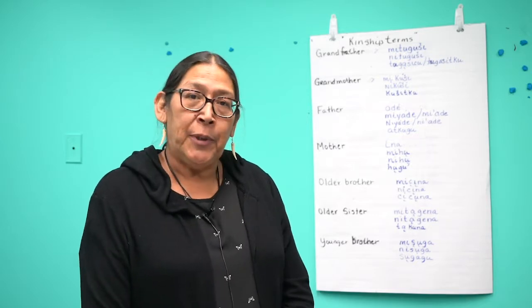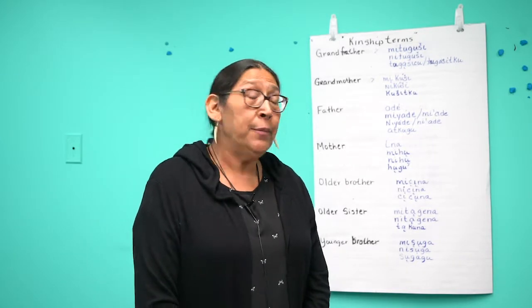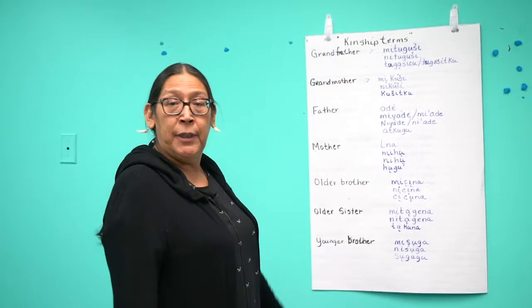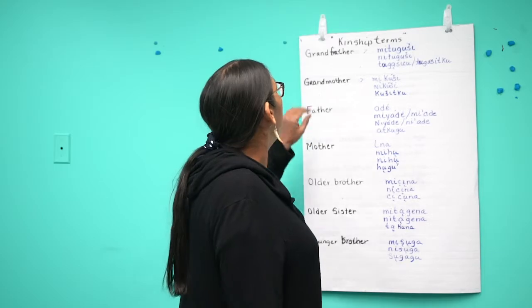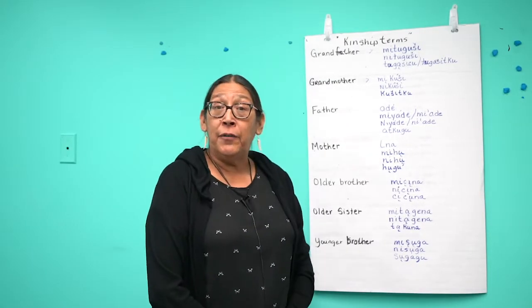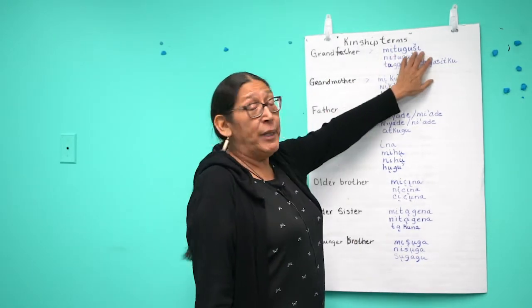We'll talk about kinship terms today. We're going to start out simple. We're just going to start out with a few simple kinship terms. We're going to make it easy, then we'll get into a little bit harder. Okay, we're going to start off with our grandfather. I'm going to tell you about my grandfather.